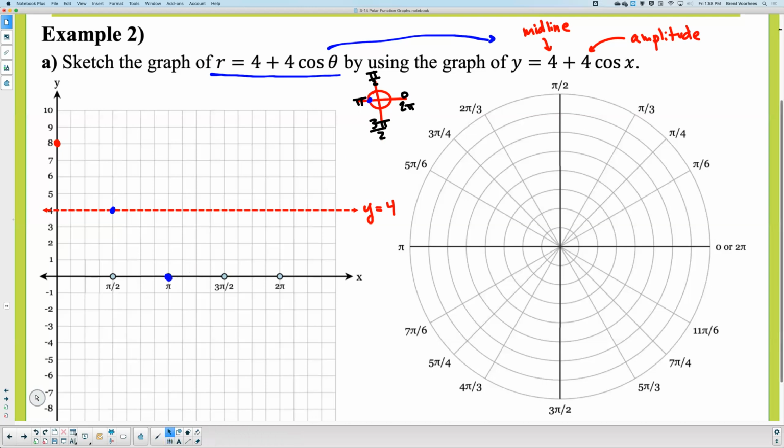Now, as I continue on the unit circle, what's the x value when I get to 3 pi over 2? 0. Well, in this case, it's going to be 4 times 0 plus 4, so it's back to the midline. And then finally, what happens when you go all the way around 2 pi? Back to the max. So I go back up to 8. Now, this should look like a wave that's connected.